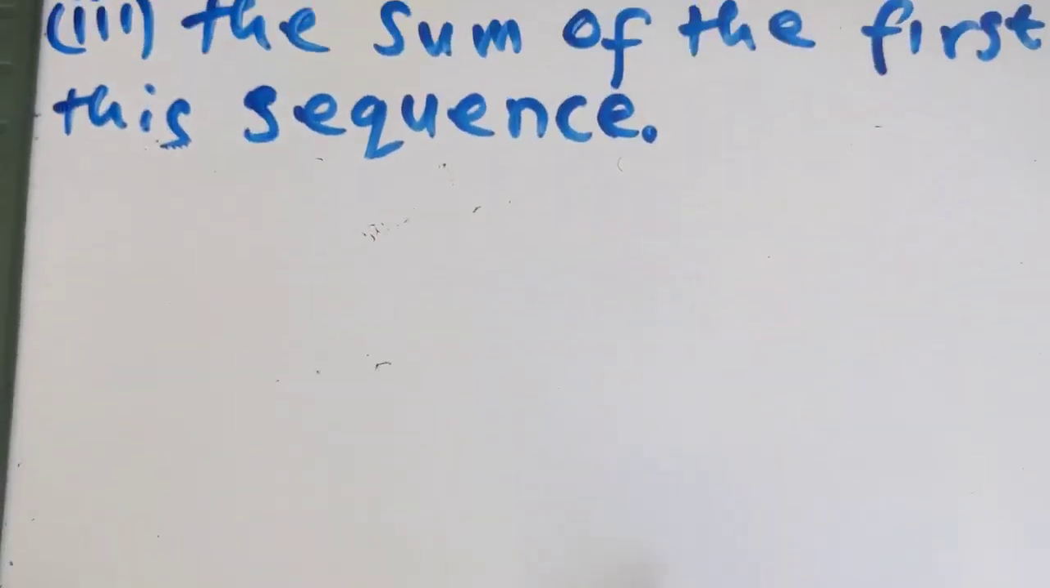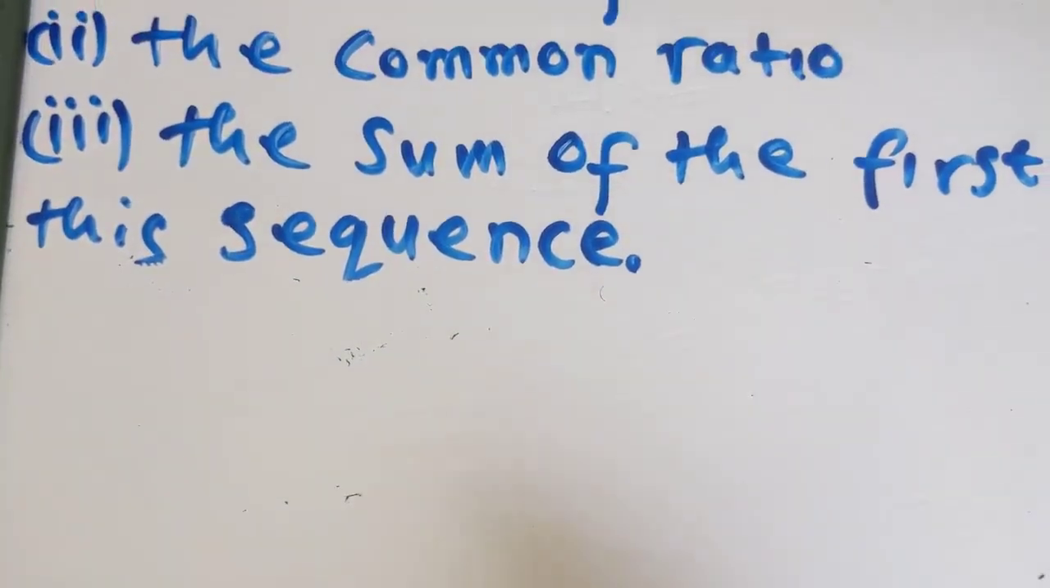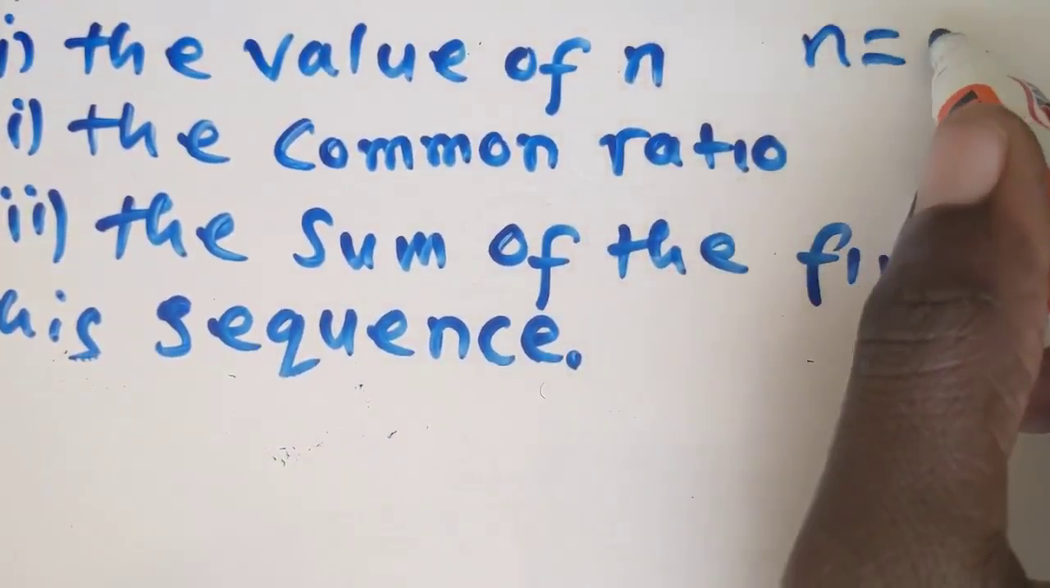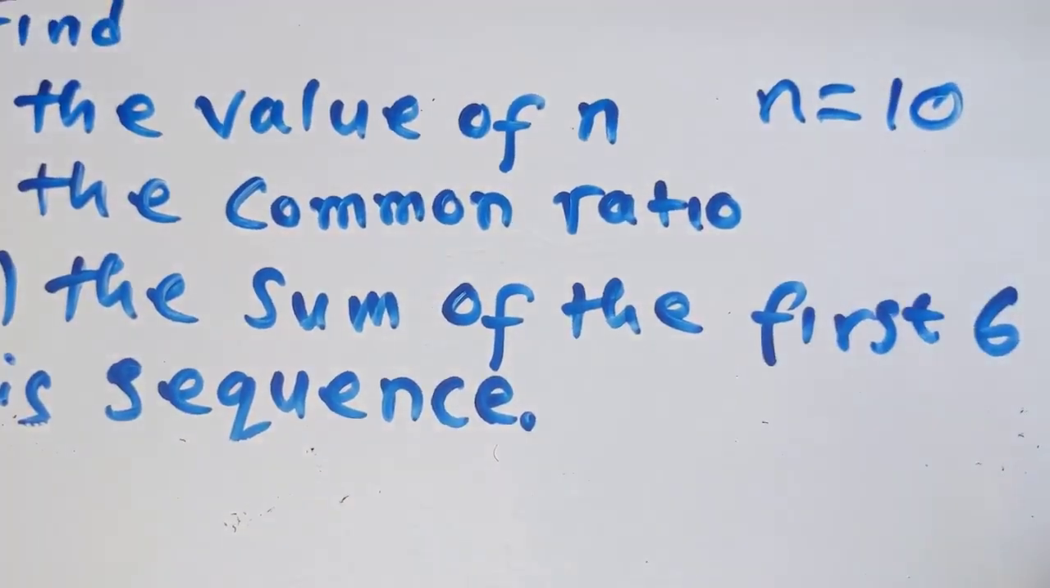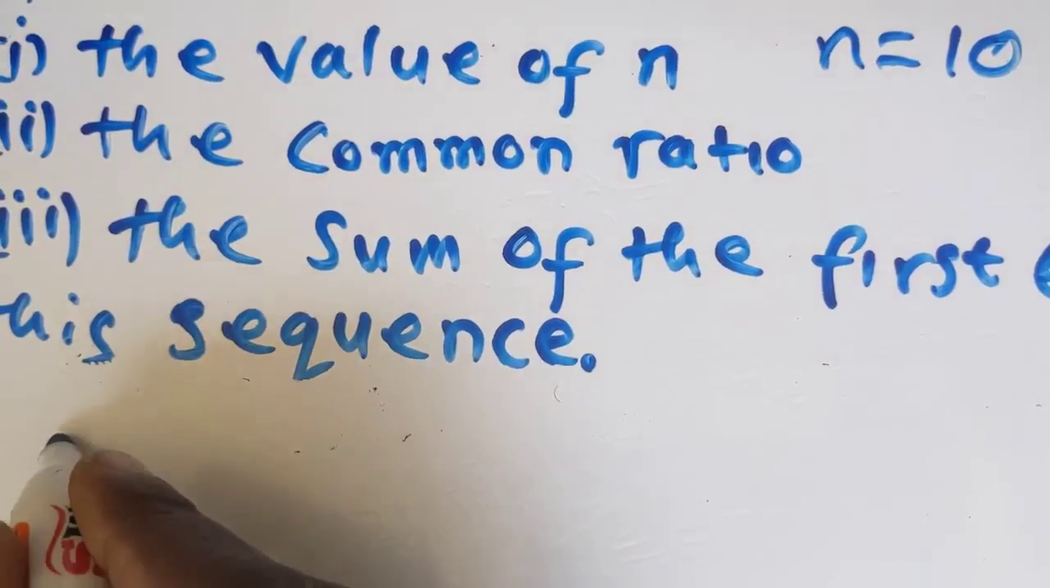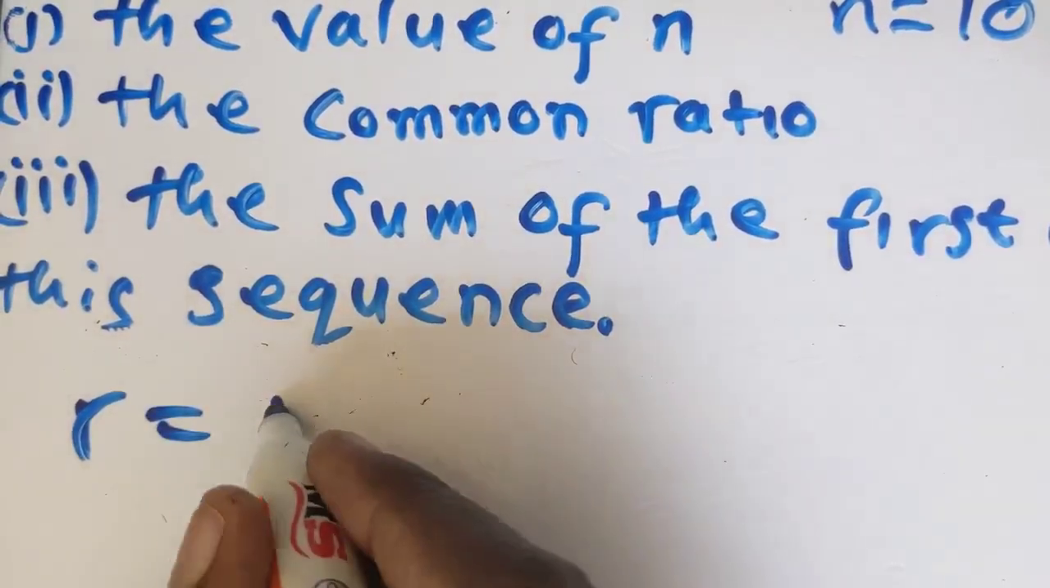So now let's go to question 2. Question 2 says we should find the common ratio. We know that n is equal to 10. So we are to find the common ratio. The formula for the common ratio is R equals term 2 divided by term 1.